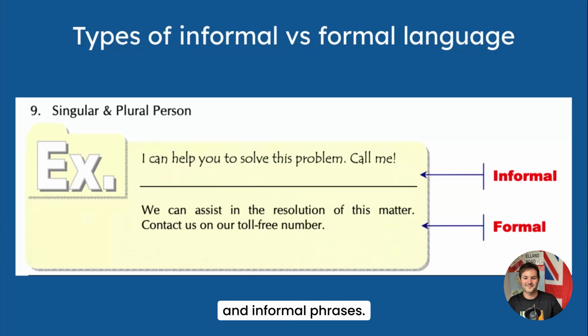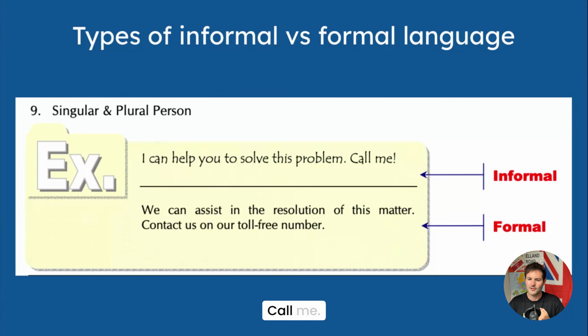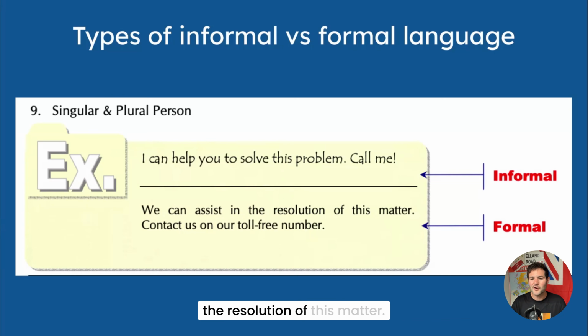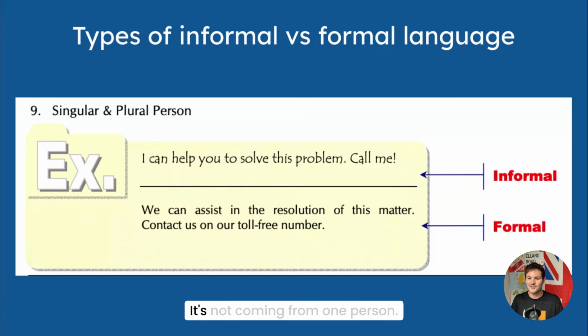And we've got one more example, and then I'll stop rambling on about all of these formal and informal phrases. So, singular and plural person. An example: "I can help you to solve this problem. Call me." So if we use "I" and "me," it's more informal. Then the formal equivalent would be "we can assist in the resolution of this matter. Contact us on our toll-free number," for example. And of course, this is because it's coming from a company, an entity. It's not coming from one person, so it needs to be more formal.